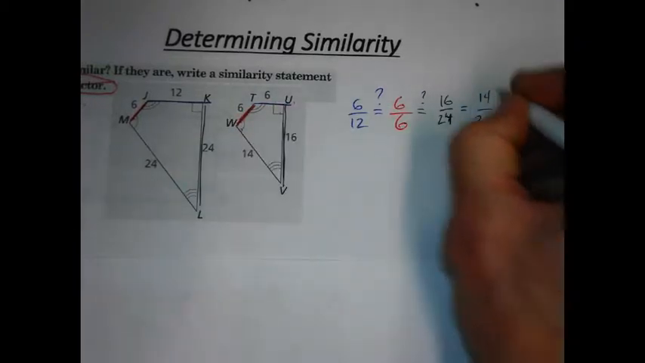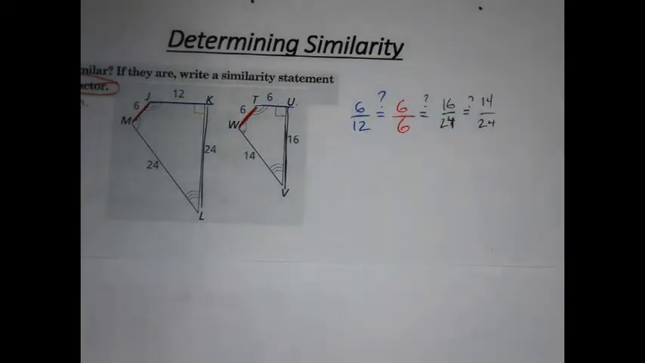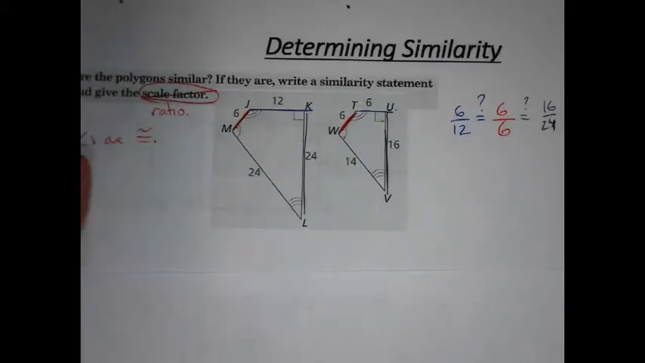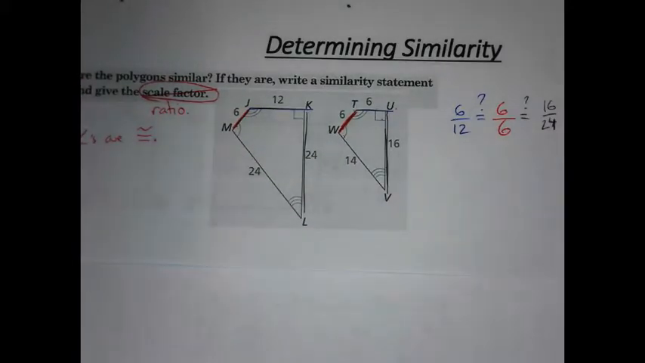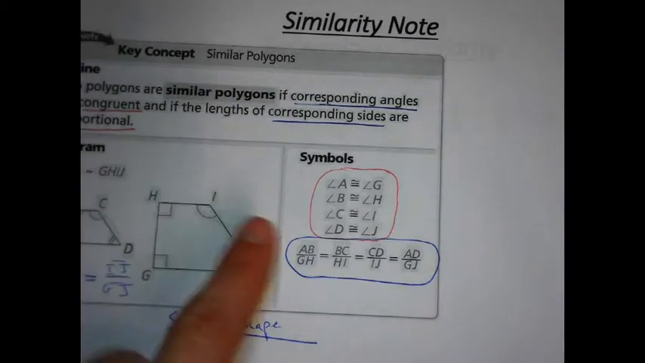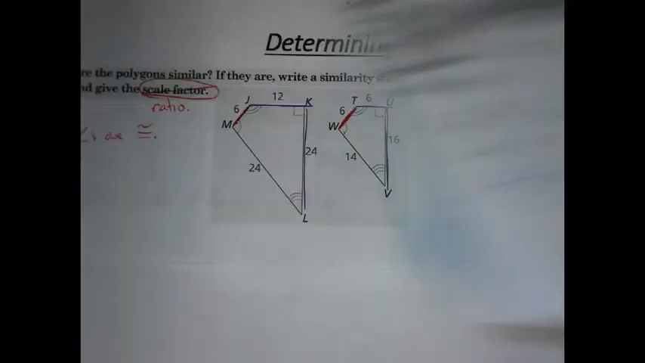So are all these ratios equal? Do we have a proportional statement in this case? And that's what the question is asking. Yes, the angles are congruent, but are the corresponding sides proportional? Do we have equal proportions?